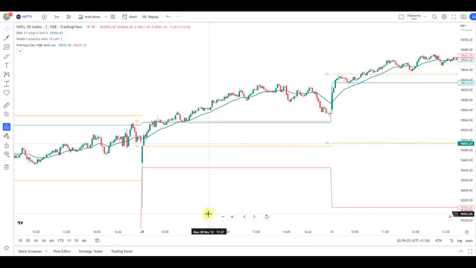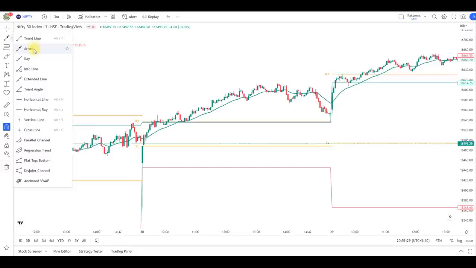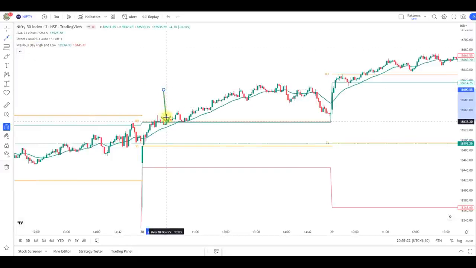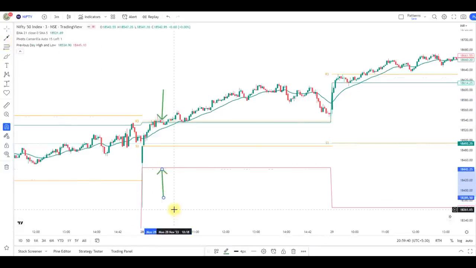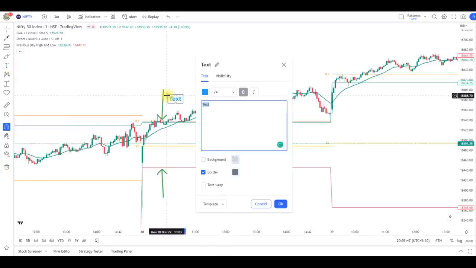Usually in technical analysis, previous day low and previous day high will act as the major supply and demand zone. So this is yesterday's high, that is previous day high, and this is the previous day low. So this is the resistance.